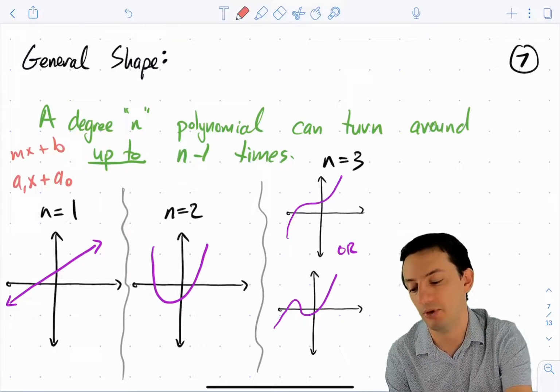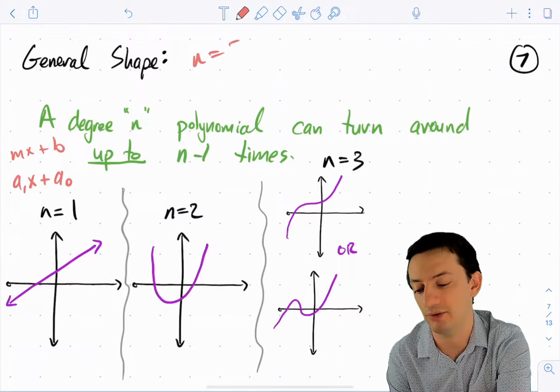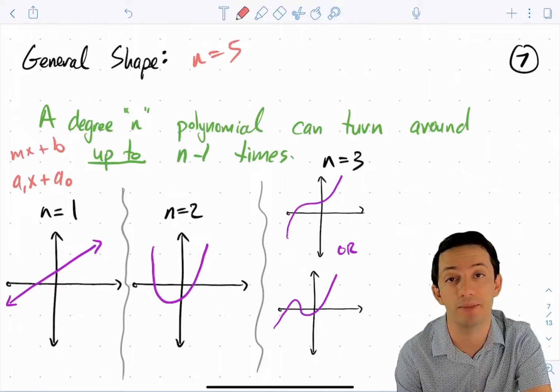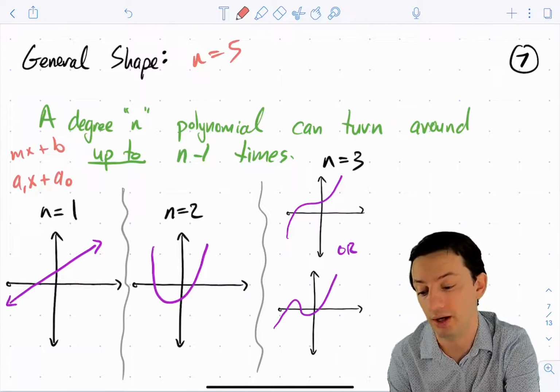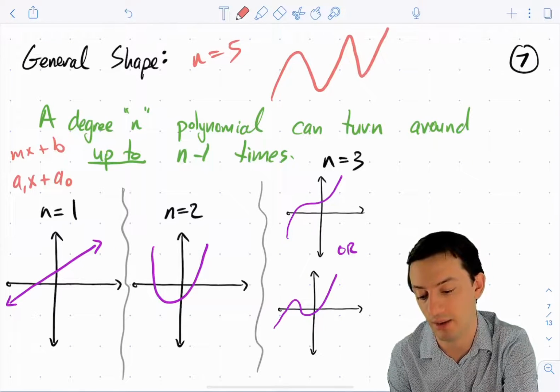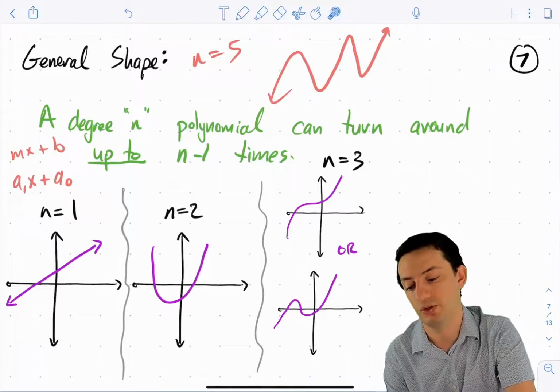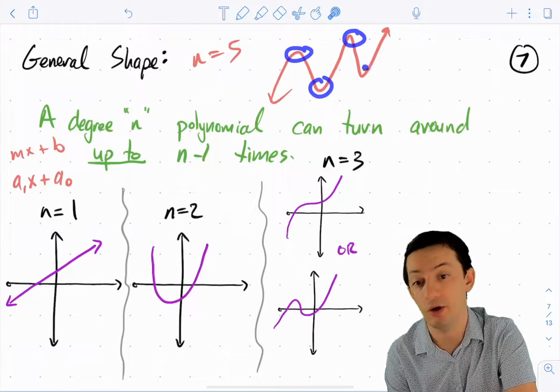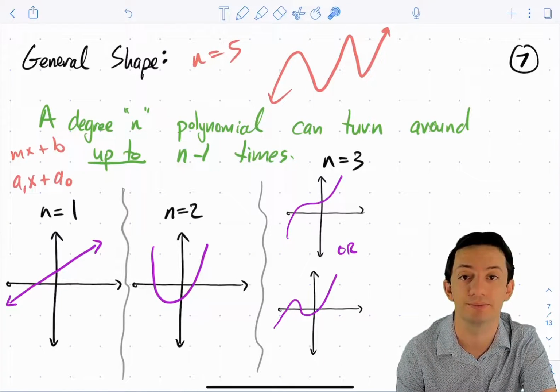Let me show you one more example. If you had something that was degree 5, that means it can turn around at most 4 times. So it could look like up, and then down, and then up, and then down, and then up. So that's 1, 2, 3, 4 U-turns.